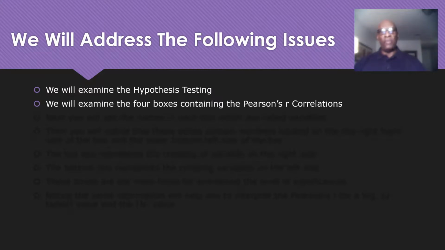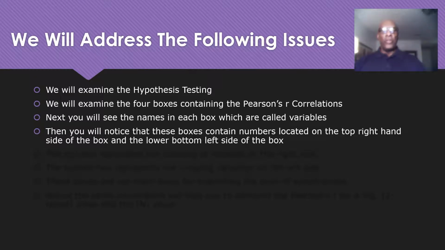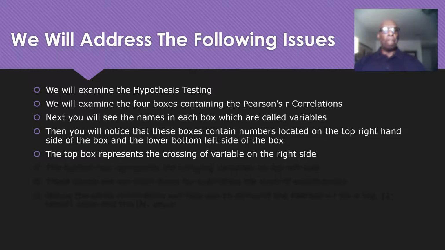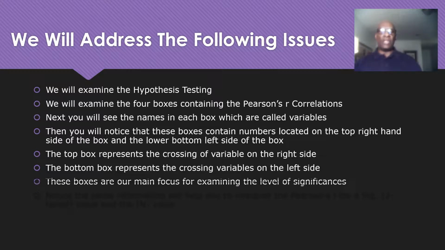We will examine the 4 boxes containing Pearson's R correlations. Next, you will see the names in each box, which are called variables. Then you will notice that these boxes contain numbers located on the top right side of the box and the lower bottom left side of the box. The top box represents the crossing of variables on the right side. The bottom box represents the crossing of variables on the left side.